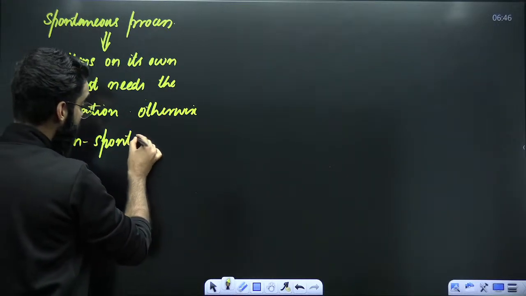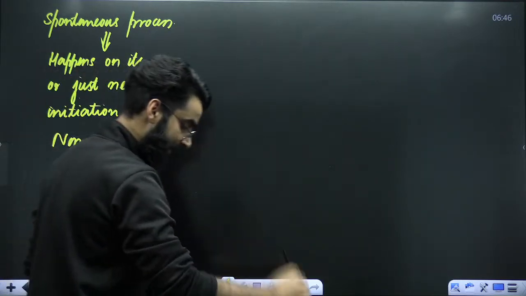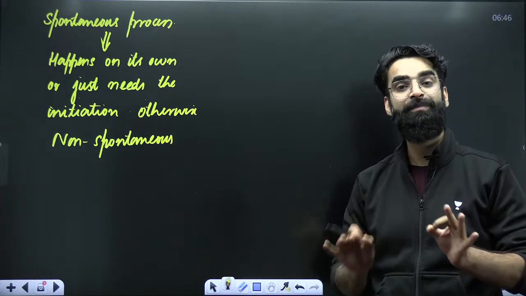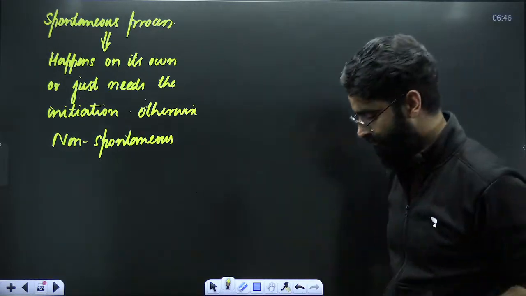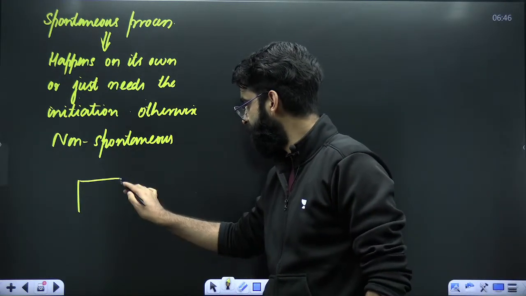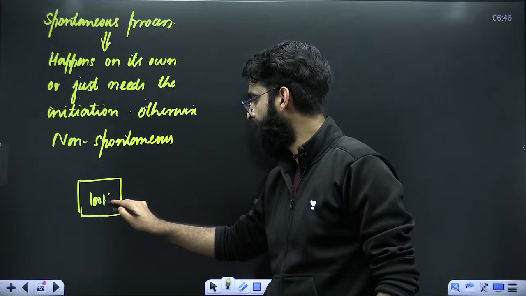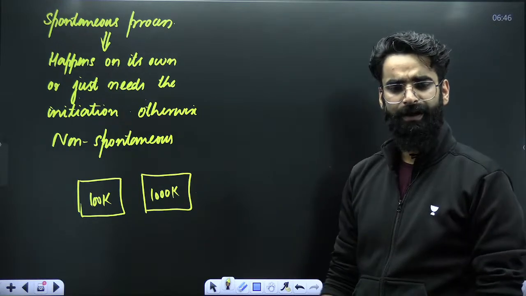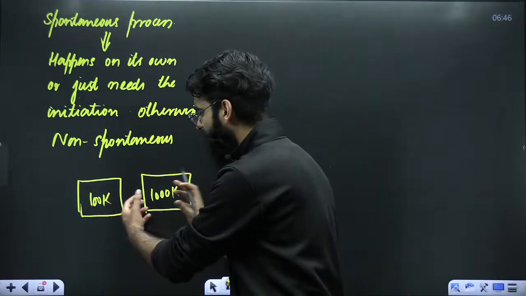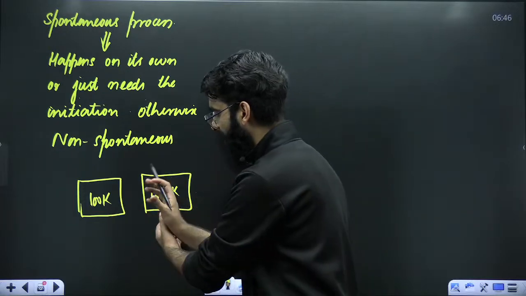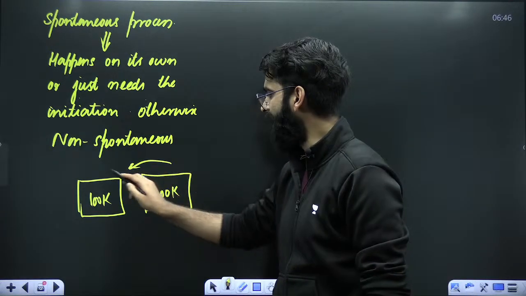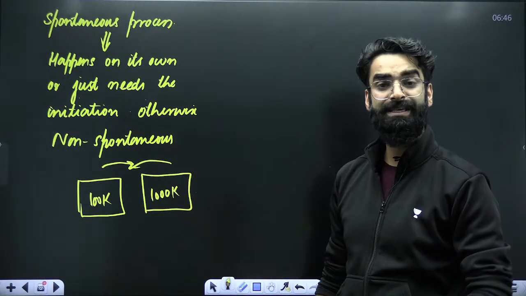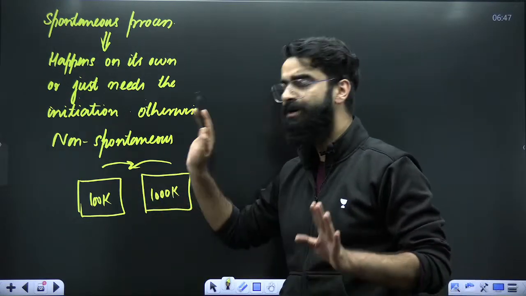What it means and why am I telling you this right now? Before that, let's try to understand what a spontaneous process is. Any such process which happens on its own. For example, this is an object whose temperature is 100 Kelvin. This is one more object whose temperature is 1000 Kelvin. Now, if I bring them in contact, what is going to happen? Due to the temperature difference, heat will automatically flow from higher temperature to lower temperature.